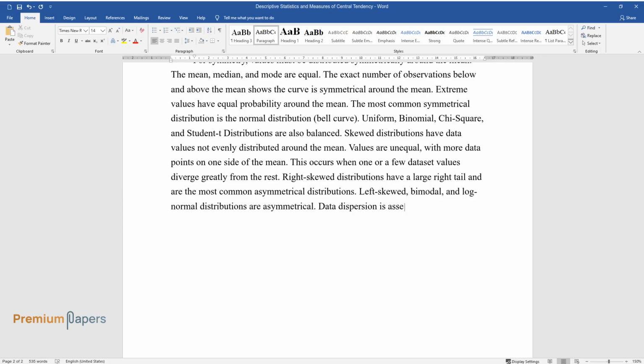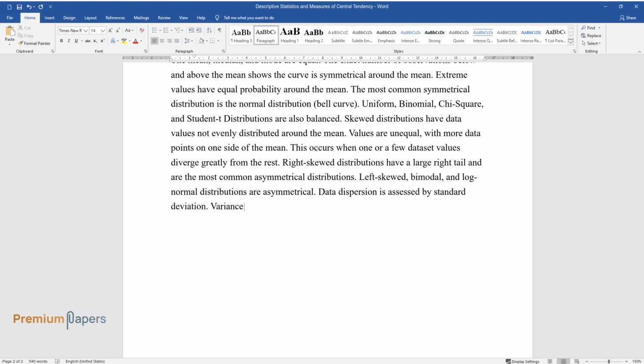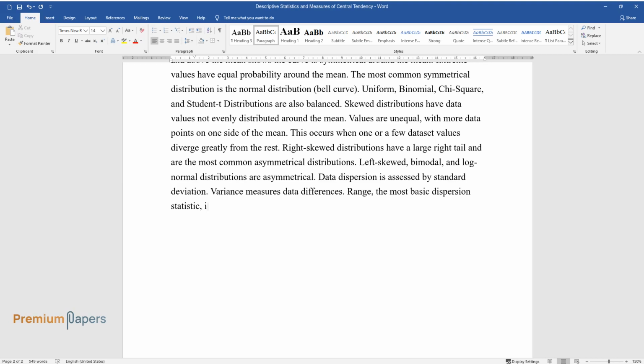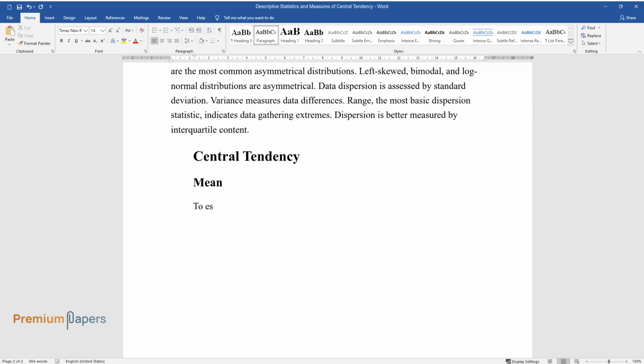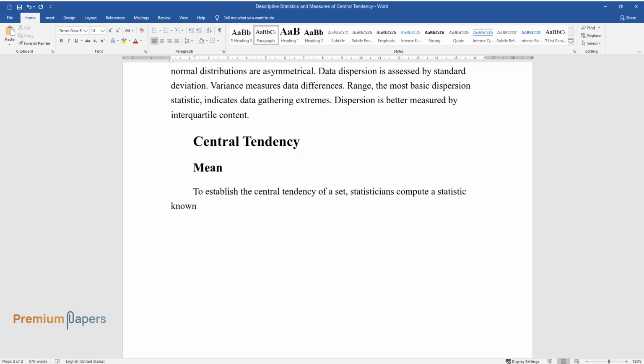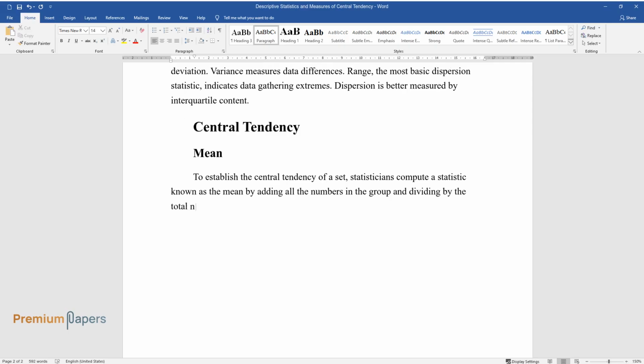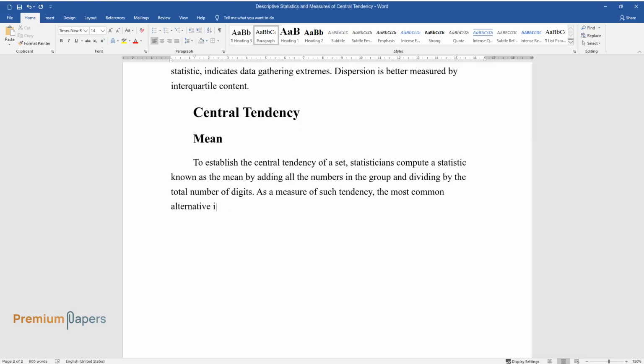Data dispersion is assessed by standard deviation. Variance measures data differences. Range, the most basic dispersion statistic, indicates data gathering extremes. Dispersion is better measured by the interquartile range. Central tendency. Mean. To establish the central tendency of a set, statisticians compute a statistic known as the mean by adding all the numbers in the group and dividing by the total number of values. As a measure of central tendency, the most common alternative is the mean or average.